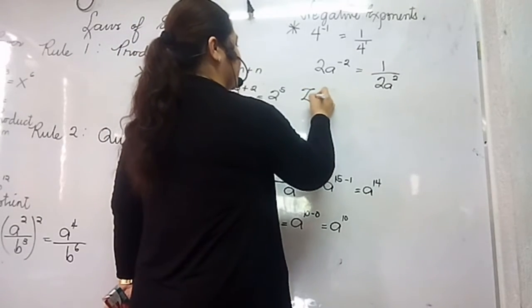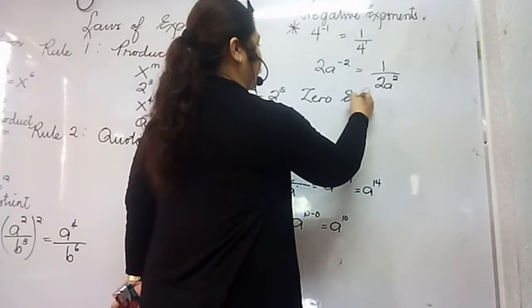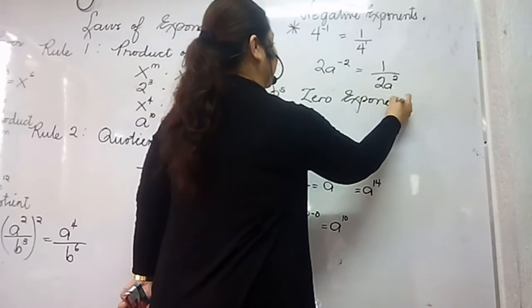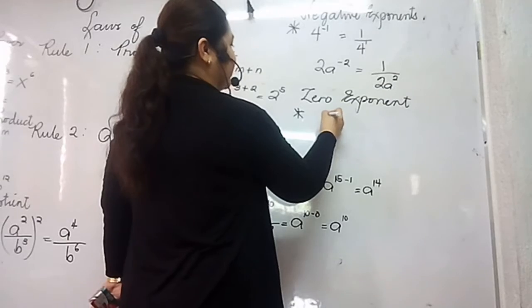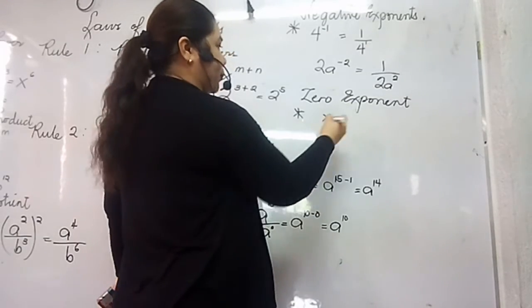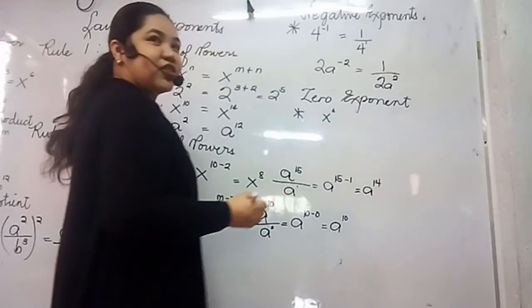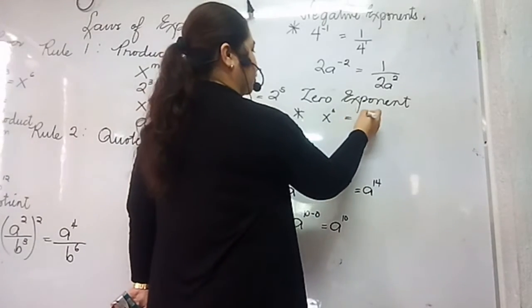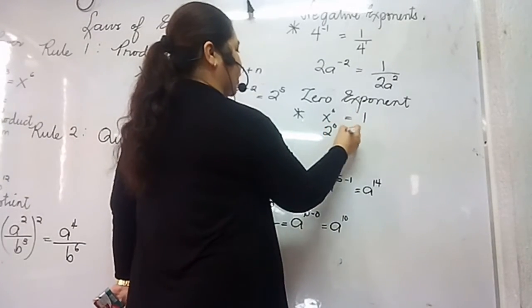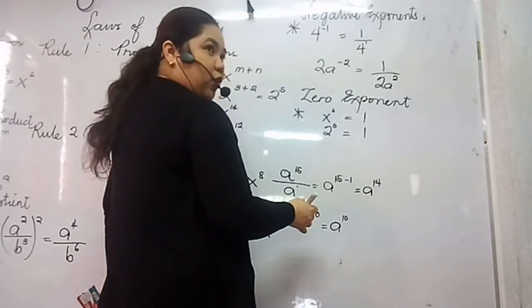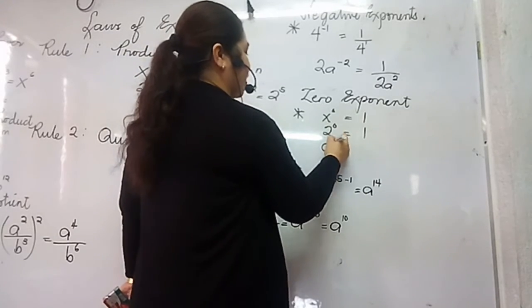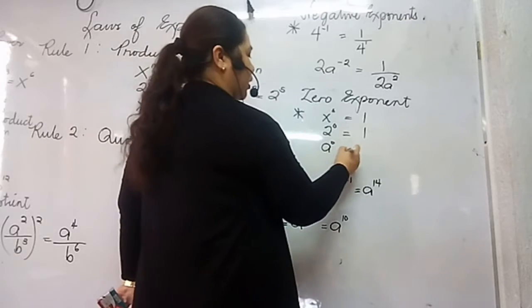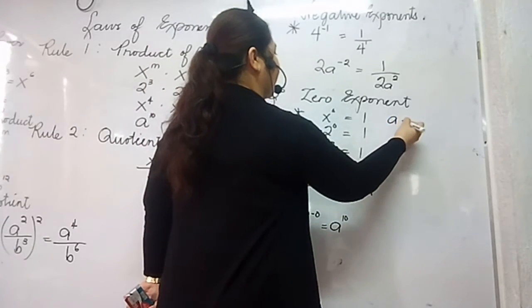Ang isa pang exceptional to the rule ay zero exponent, na alam niyo na naman. Okay? Lahat ng variable or numbers na raised to 0 is equal to 1. Halimbawa, 2 raised to 0, this is equal to 1. Another one, a raised to 0. Okay, 1.